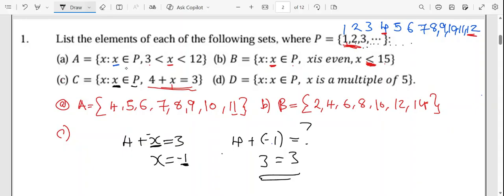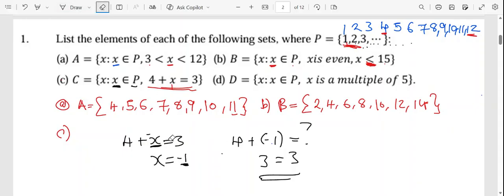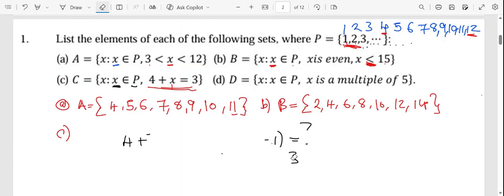So here you just explain that since x must be negative 1, there is no solution, because what we have there are just positives, and the needed answer to satisfy that equation was supposed to be negative 1 only.